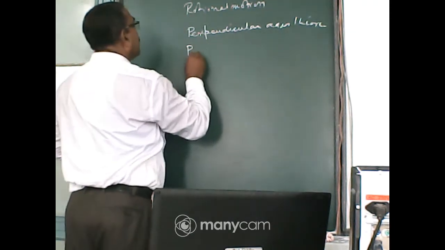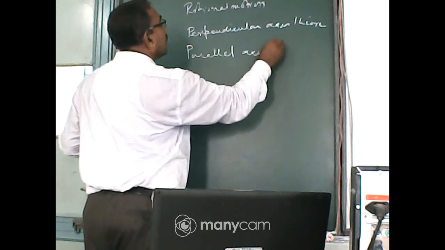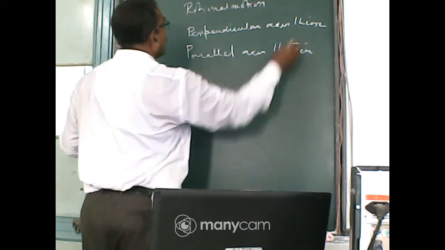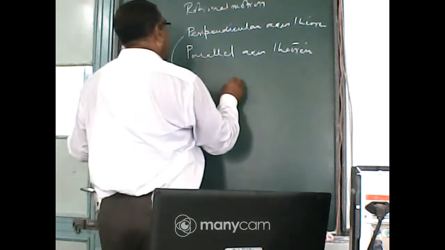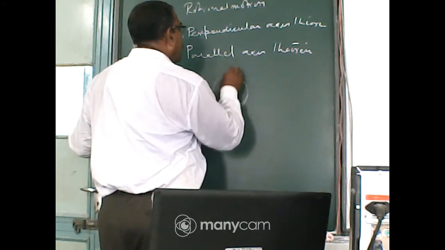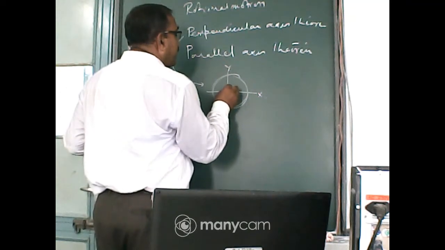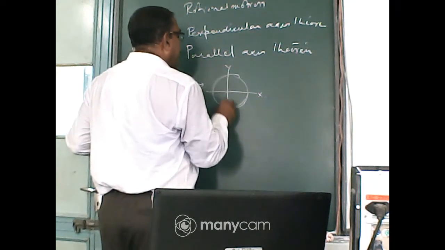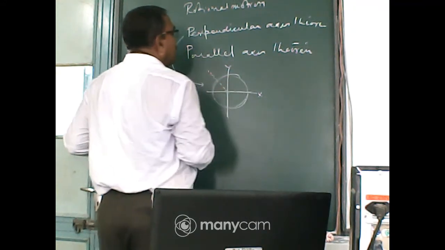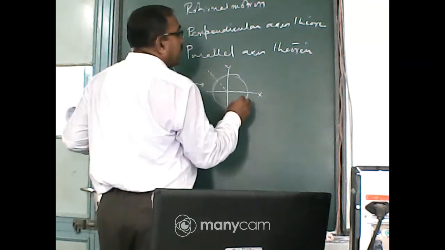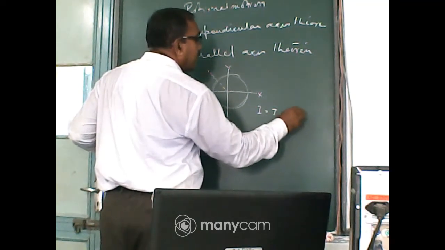Next part is the perpendicular axis theorem and the parallel axis theorem. Perpendicular axis theorem: if you consider a two-dimensional object in x and y, the moment of inertia about the axis perpendicular to both is the sum of the moments of inertia about the two mutually perpendicular axes, I equal to Ix plus Iy.